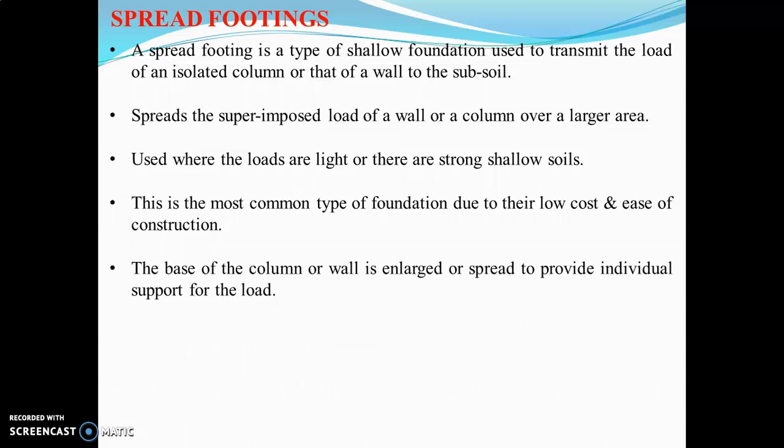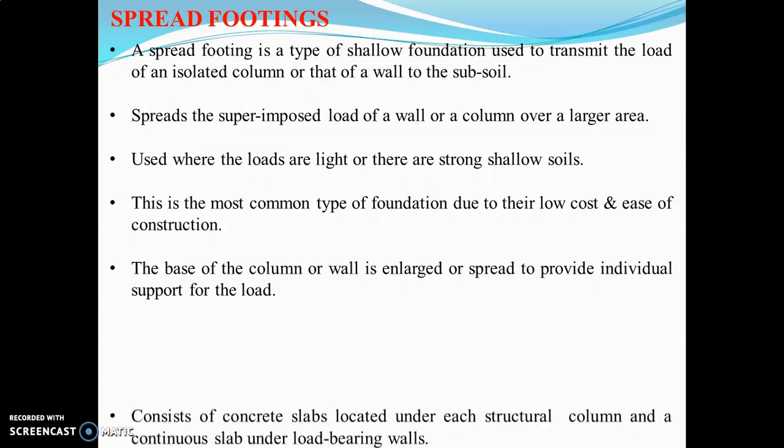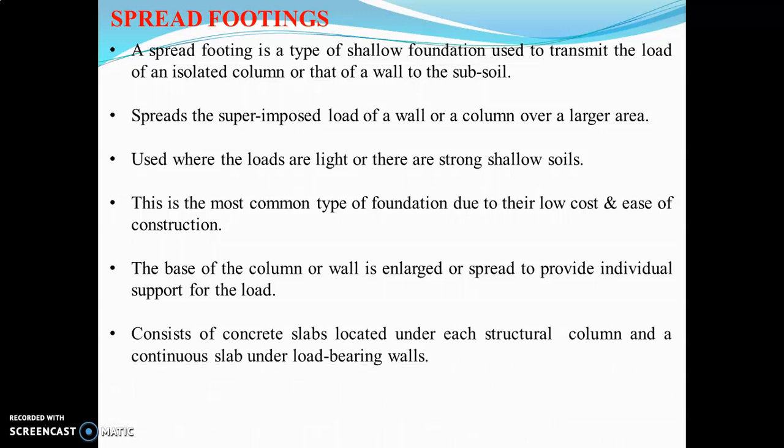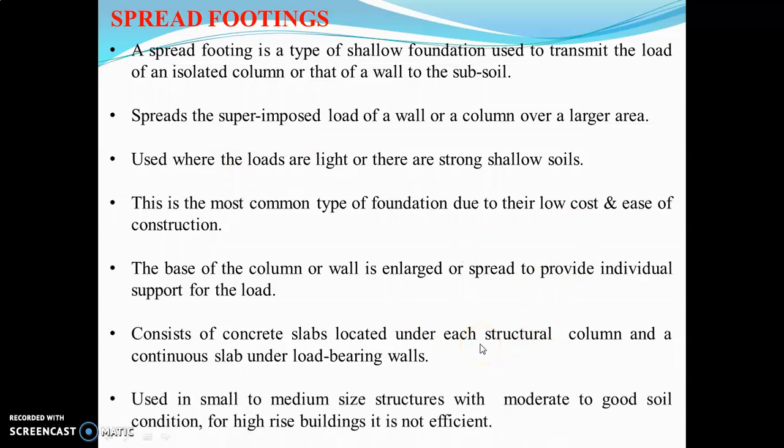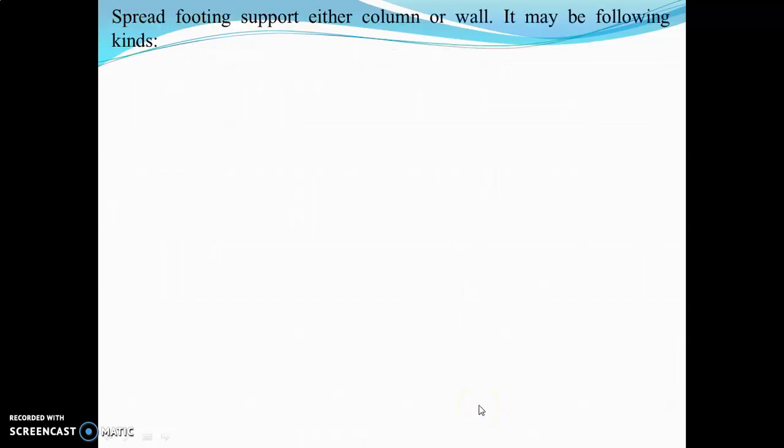The base of the column or wall is enlarged or spread to provide individual support for the load. It consists of concrete slabs located under each structural column and a continuous slab under load-bearing walls. These are used in small to medium-sized structures with moderate to good soil condition. For high-rise buildings, it is not efficient. Spread footings support either a column or a wall.